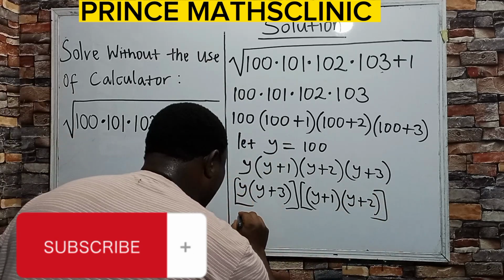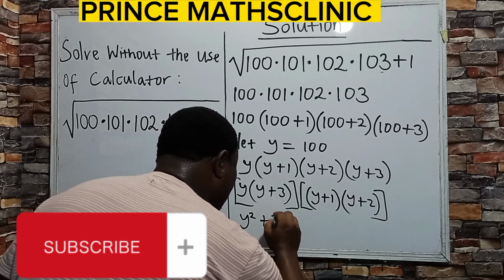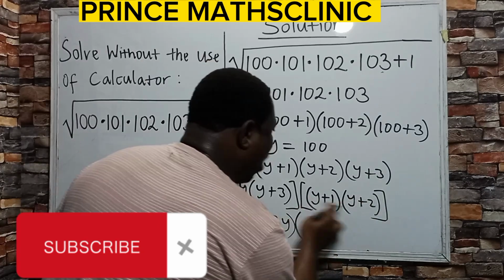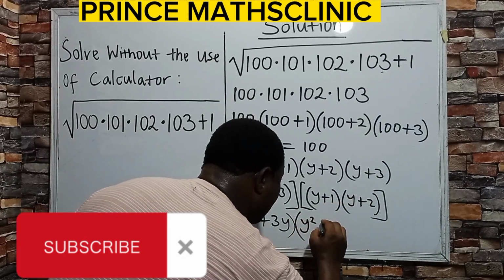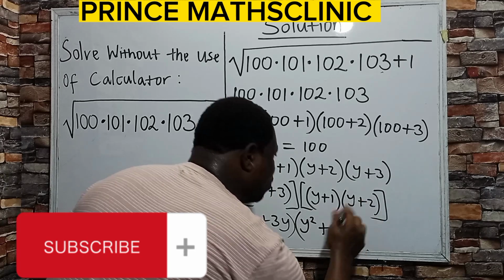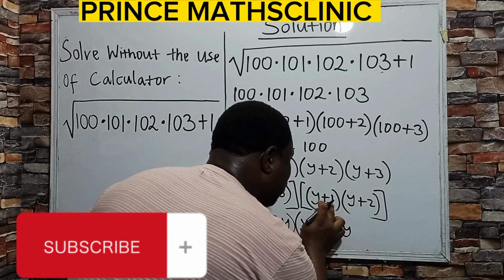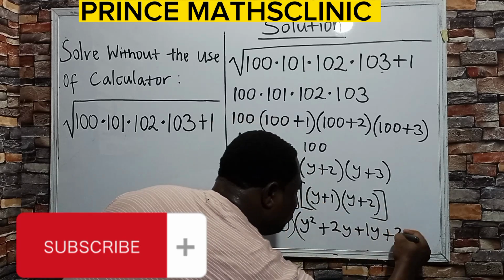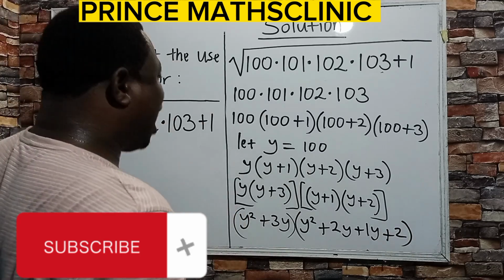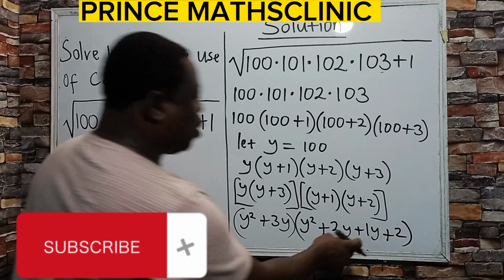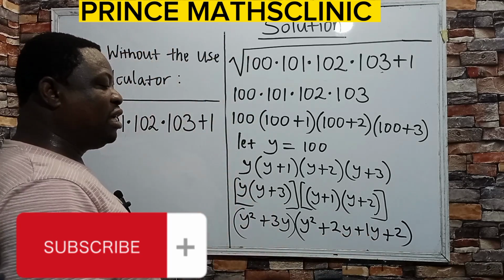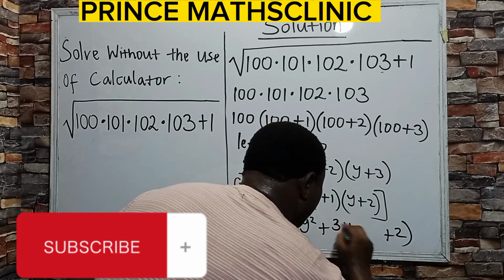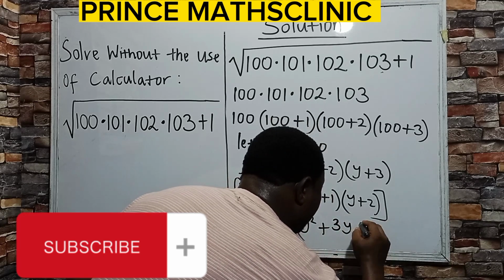Doing this, I'm going to have y squared plus 3y, all in one bracket. Then multiplying this, y times y will give us y squared, plus y times 2 will give me 2y. Then 1 times y will give me 1y. Then 1 times 2 will give me 2. I can simplify this further because 2y plus 1y is actually 3y. So I'll replace this with 3y. Then I'll bring this positive 2 closer.